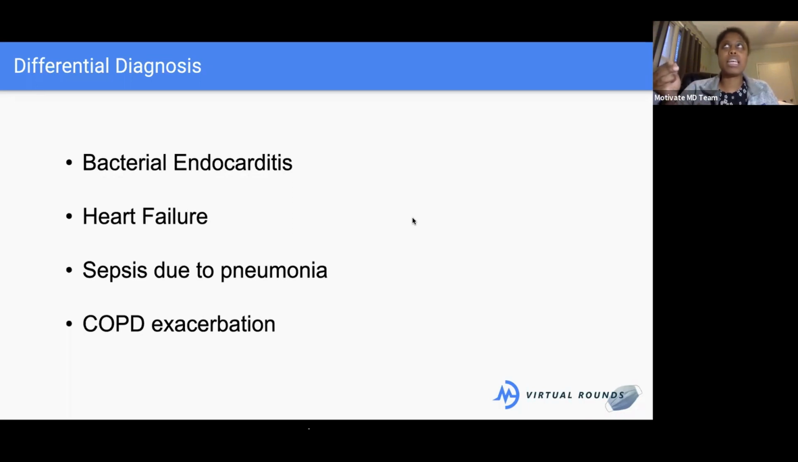So someone mentioned asking about the patient's social history, like alcohol use, smoking. He was a smoker as well. And since he was so short of breath, that was something I was also thinking of.